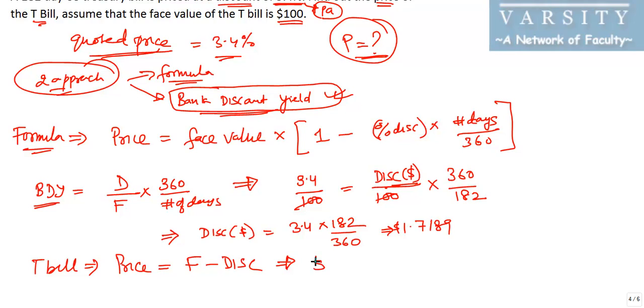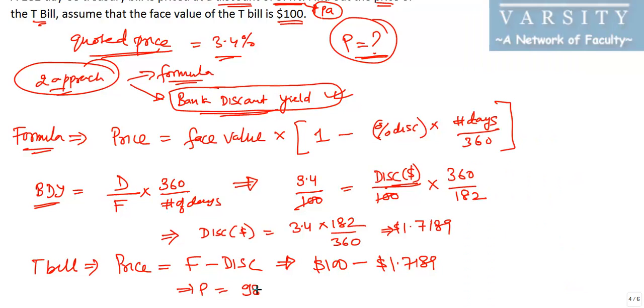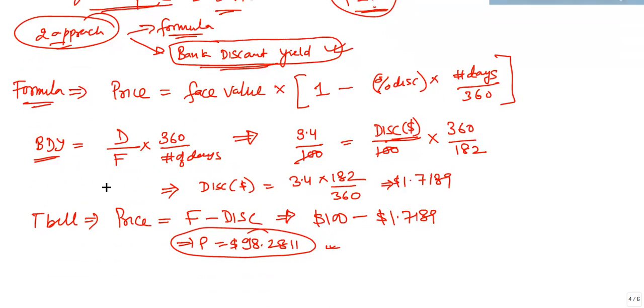Now for a treasury bill, the price is given as face value minus discount. Here what is the face value? The face value is $100 and the discount is this value. So you can compute the price as 100 minus 1.7189, which is 98.2811. So the price of the treasury bill is 98.2811. This is adopting the approach of the bank discount yield.